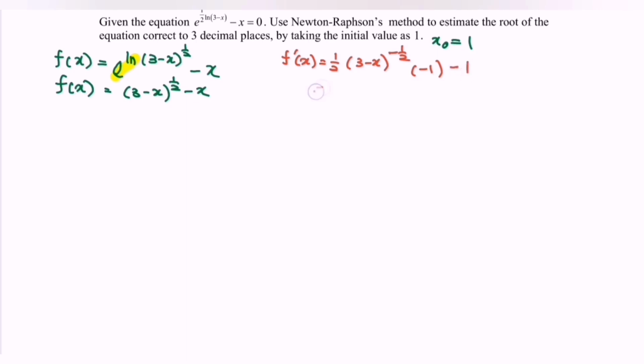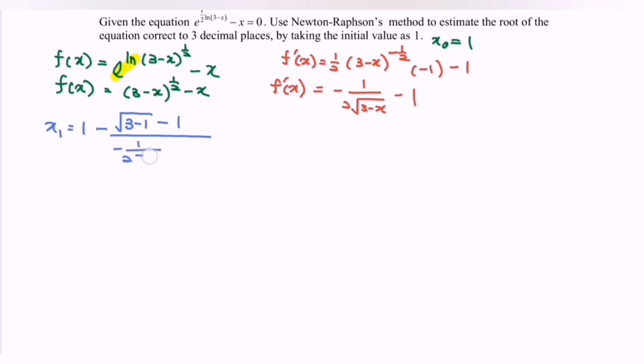Rewrite the situation. So here we have negative 1 over 2 square root of 3 minus x, minus 1. So that will be the f prime x. Next is to substitute into the formula. We have x1 is equal to 1 minus f(x). So here, f(x) is on the left hand side, so when we have 3 minus 1, we have the square root, minus 1, over the denominator, which will be f prime x. So we have negative 1 over 2 square root of 3 minus 1, minus 1. Kindly refer to the calculator. Substitute, and we will have 1.30602.